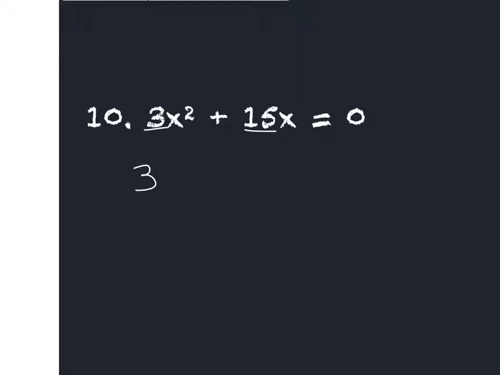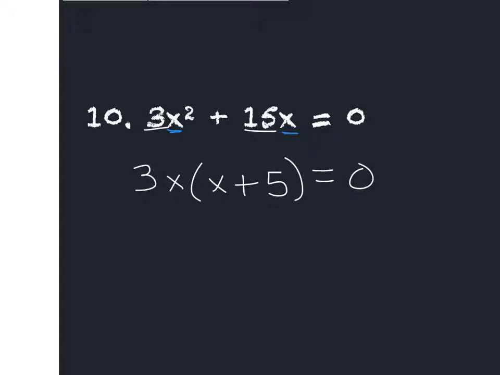And it looks like we could also take out 1x because both terms have an x. So this is factoring by greatest common factor. So review those notes or those videos if you forgot how to do that. If we take a 3x out, all we're left with is x plus 5 equals 0.